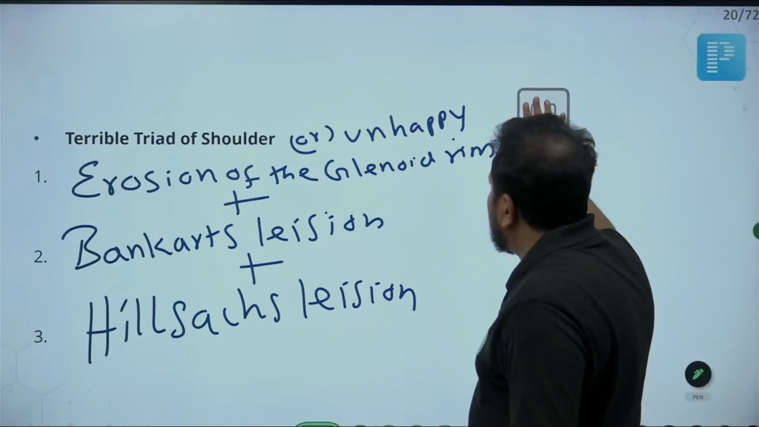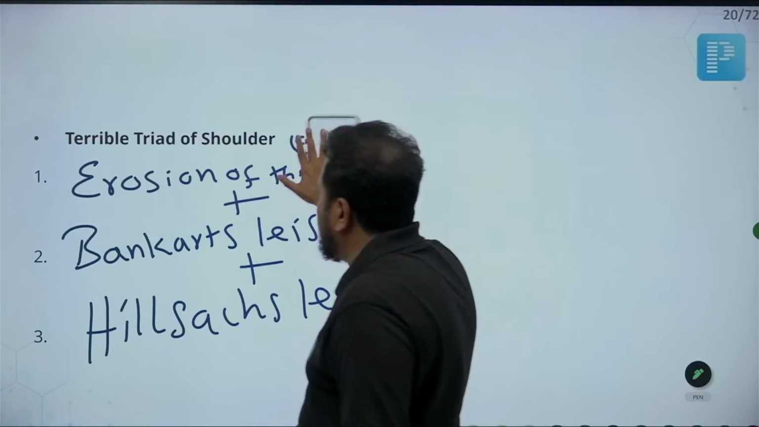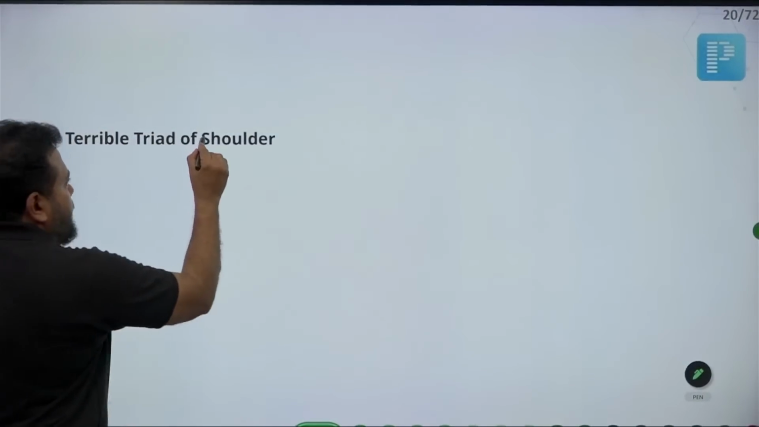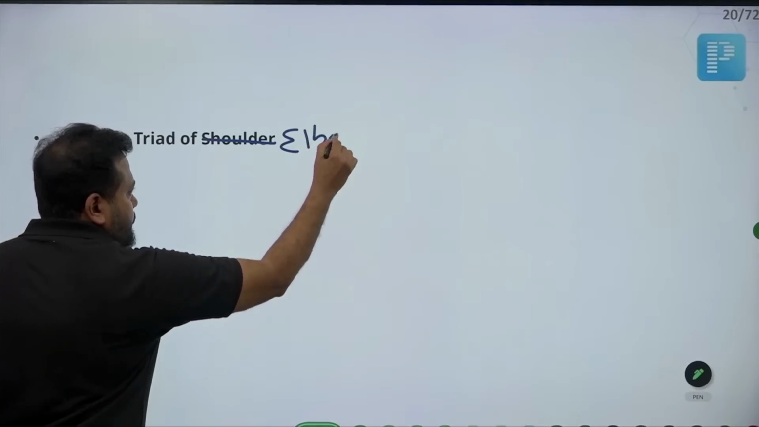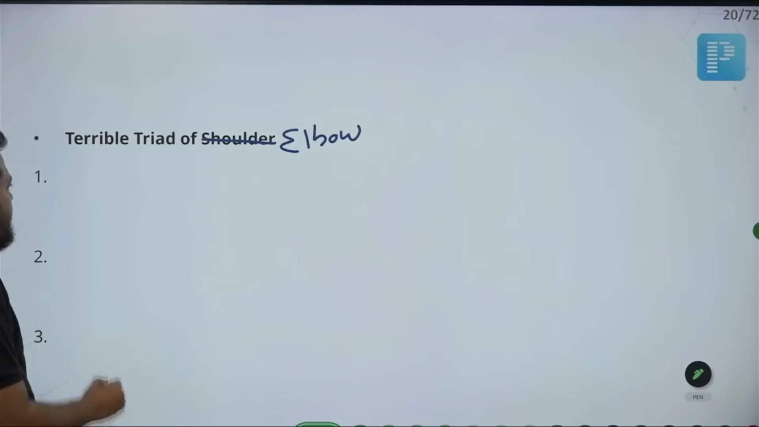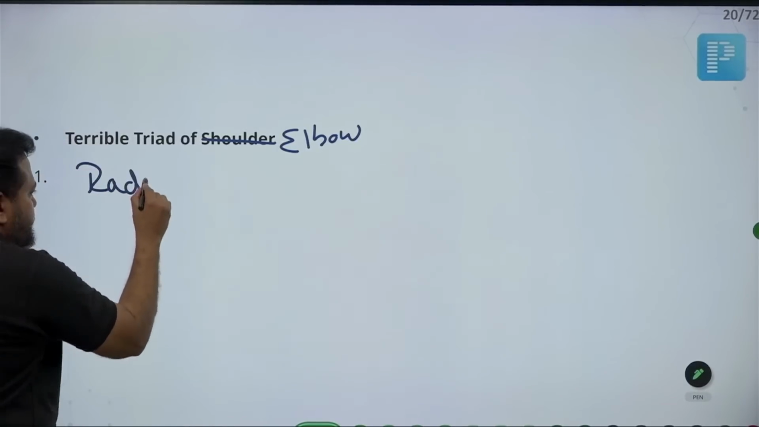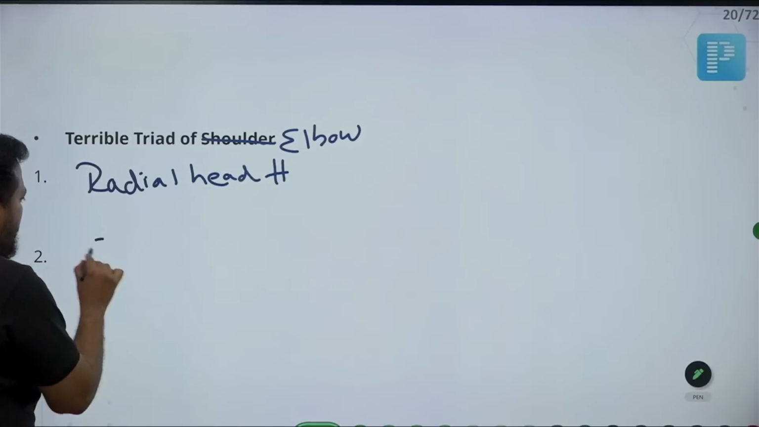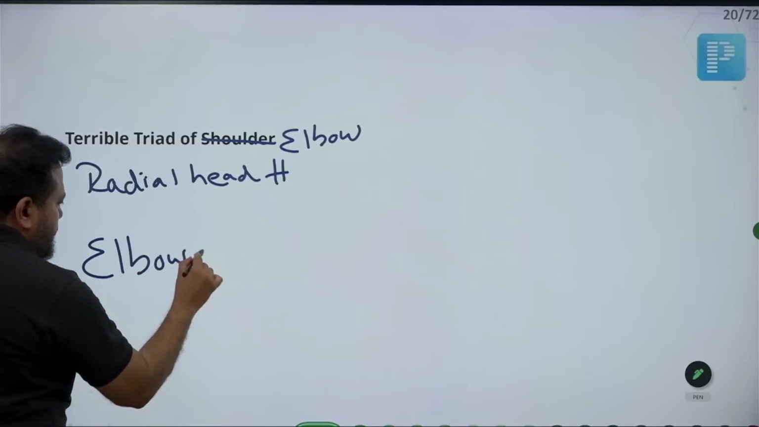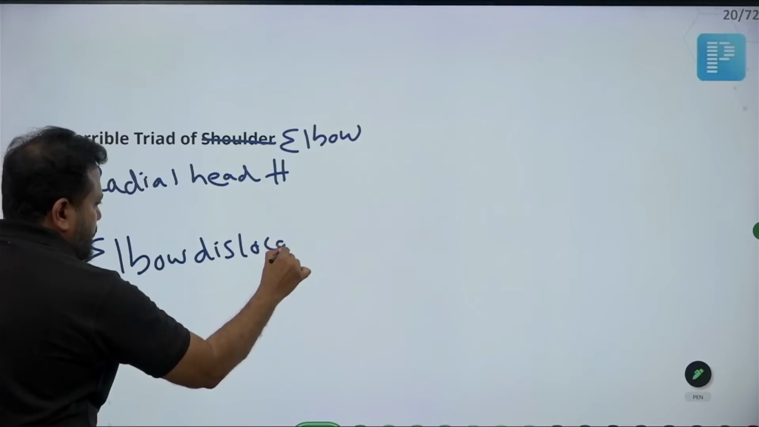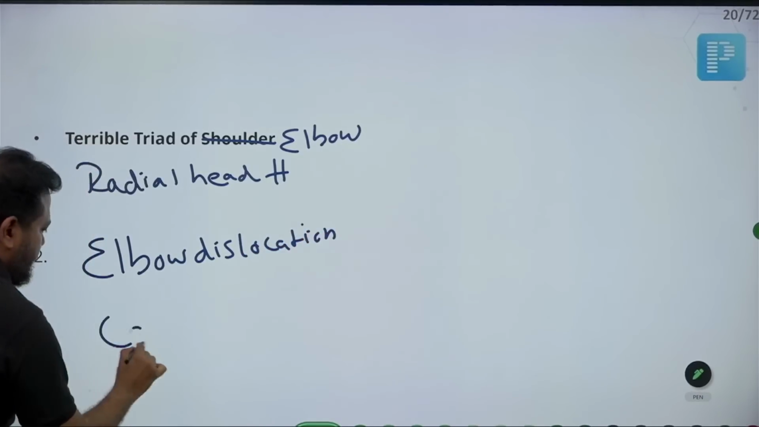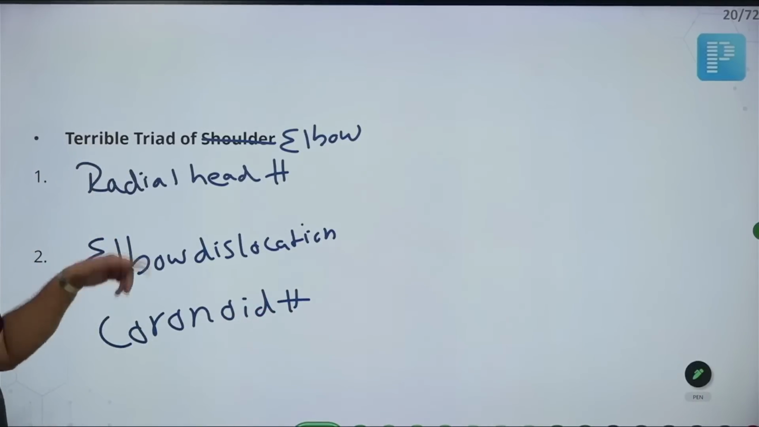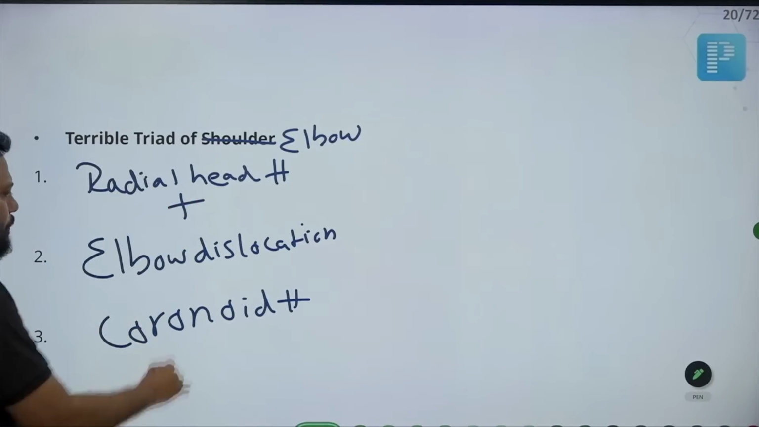There are two more terrible triads. This is the terrible triad of shoulder, we have finished. Another is the terrible triad of elbow. What is the terrible triad of elbow? Radial head fracture, elbow dislocation, coronoid fracture. In the same elbow at the same time, somebody has a radial head fracture plus elbow dislocation plus coronoid fracture.